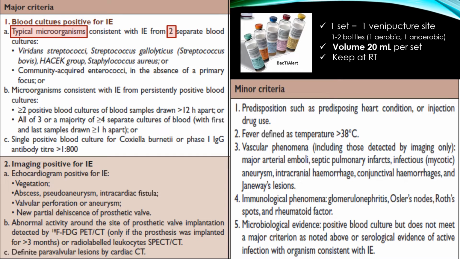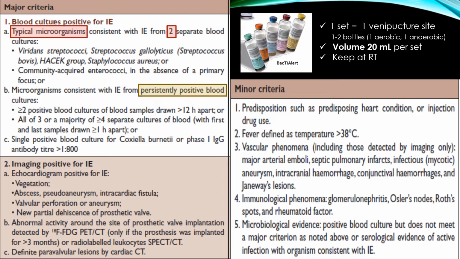So only 2 sets of blood culture that grow the same organism like this is adequate to fulfill this criteria. Many doctors may understand that to diagnose infective endocarditis, we require 3 blood cultures. So they mostly take 3 blood cultures. But in fact, we require 3 out of 4 blood cultures. It's only for not typical microorganisms.